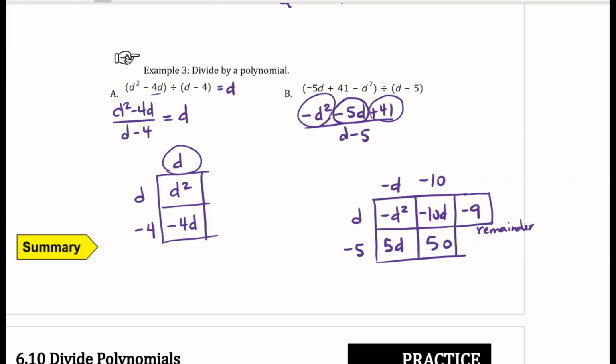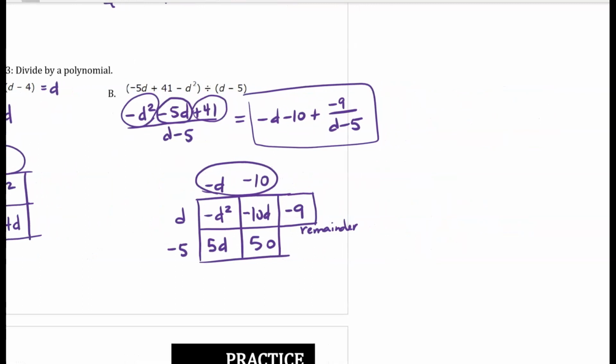That means that this quotient, negative d minus 10, plus the remainder divided by the original denominator, that represents the remainder. So this is my answer.